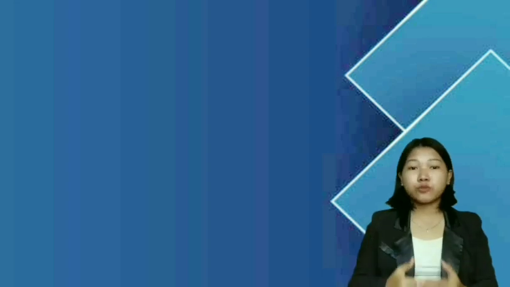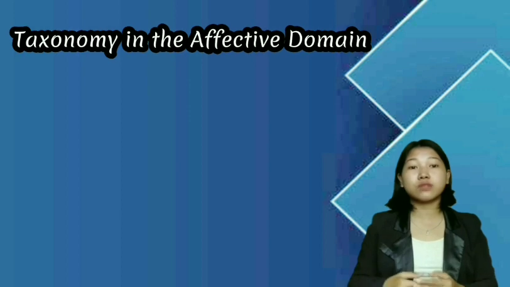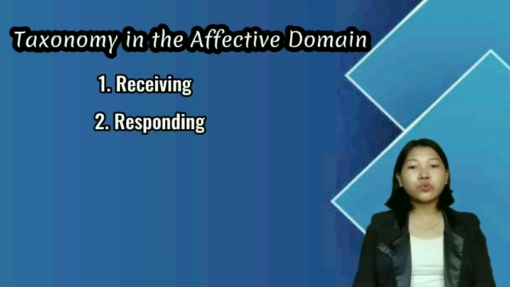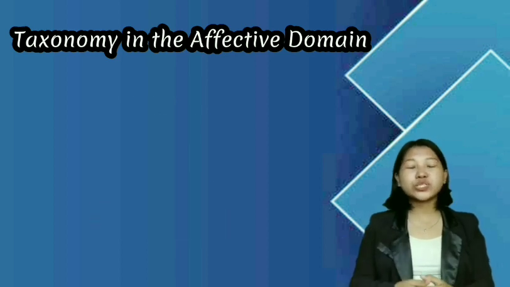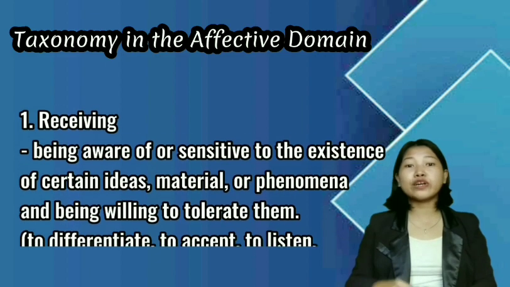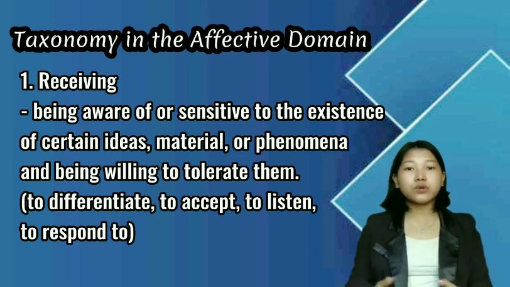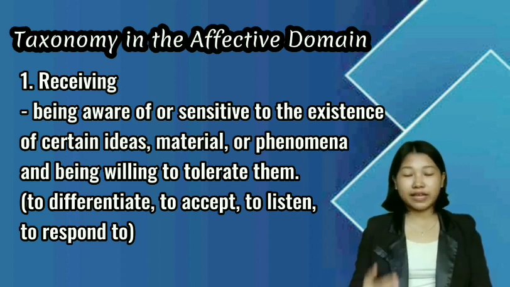The terms used in the taxonomy of the affective domain include receiving, responding, valuing, organization, and characterization. The first one is receiving. It is being aware of or sensitive to the existence of certain ideas, material, or phenomena, and being willing to tolerate them, to differentiate, to accept, to listen, to respond to.